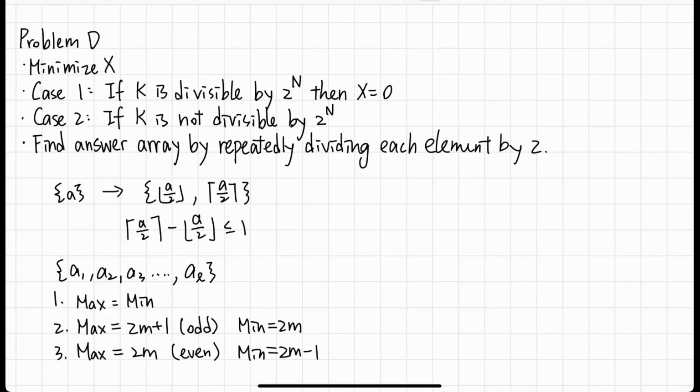Case one is if k is divisible by 2 to the power of n, then this means that x will be 0 because each element in the array can just be all the same number. Because the number is divisible, then all the elements can be the same and the maximum will equal the minimum. But then there's another case. Case 2 is if k is not divisible by 2 to the power of n. In this case, we find that x would be equal to 1.